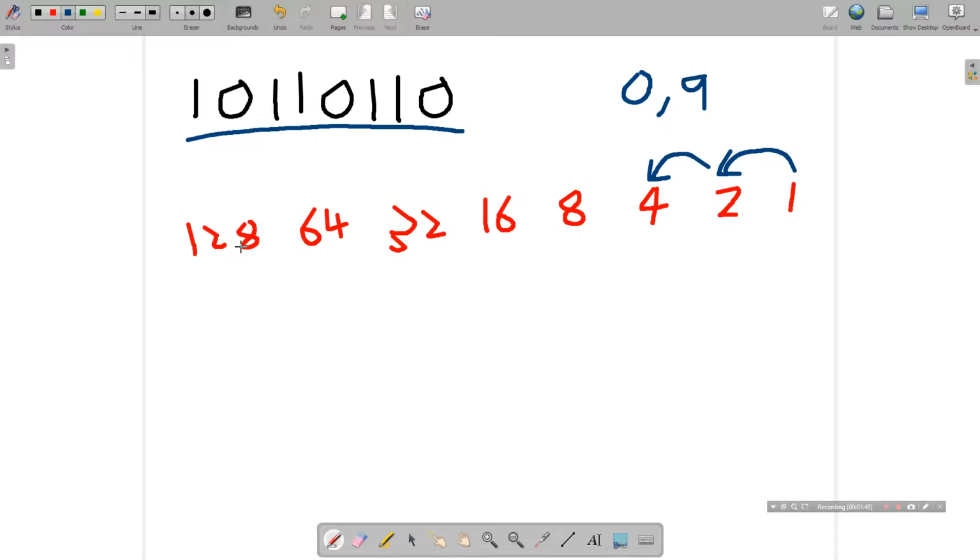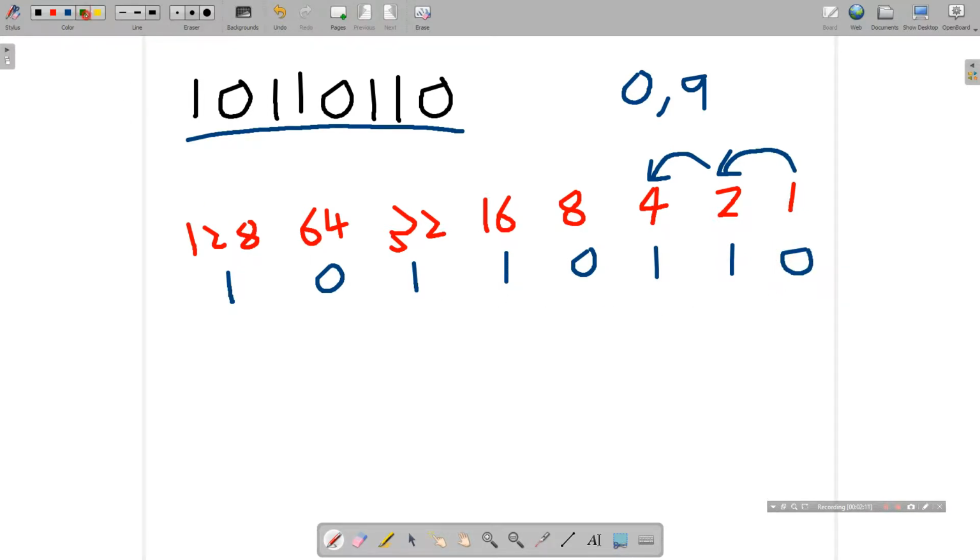Once you've written that table out, the next thing to do is to write this 8-digit binary number with each individual digit in its own column. So we'll write 1, 0, 1, 1, 0, 1, 1, 0.